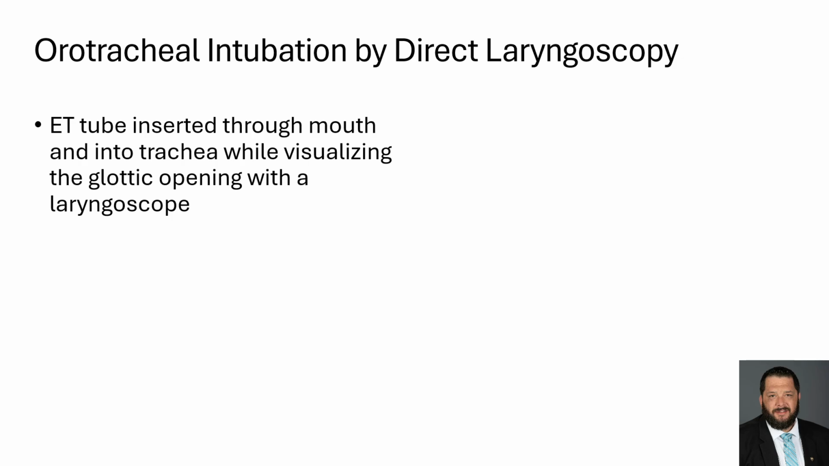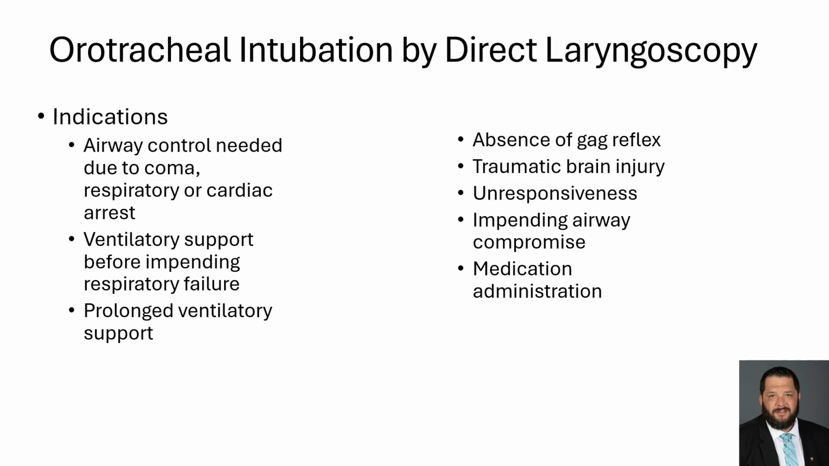With direct oral tracheal intubation, or oral tracheal intubation with direct laryngoscopy, the ET tube is inserted directly into the trachea while you're visualizing the glottic opening with the laryngoscope. Some indications or need for the use of direct laryngoscopy are airway control needed due to coma, respiratory, or cardiac arrest, but it only should be utilized if other means are not more effective and time sensitive. So for example, a patient that you're unable to oxygenate or unable to ventilate by other means with the conditions of respiratory or cardiac arrest.